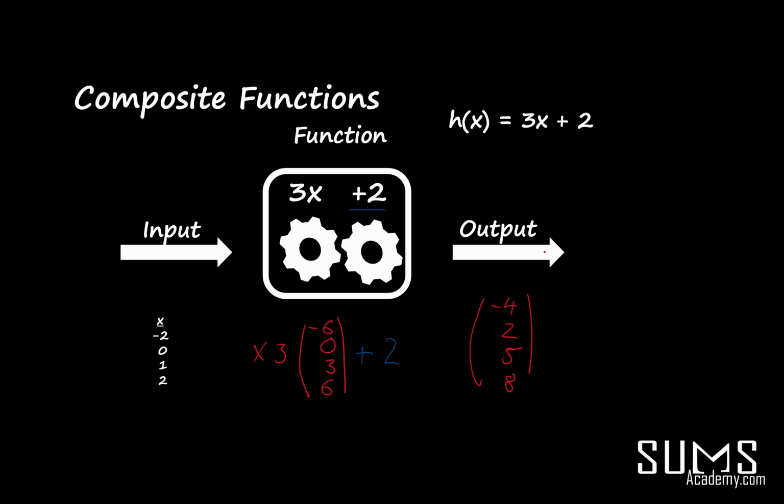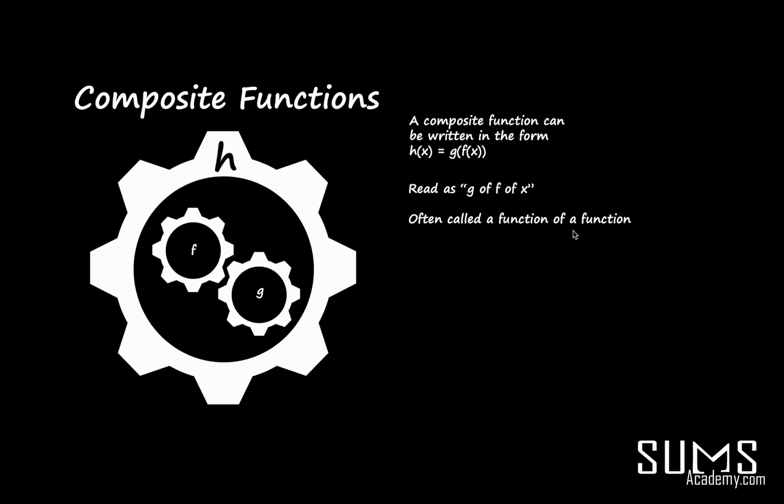Okay, so composite functions, you can just think of them as a function. They're often called a function of a function. So it can be written in the form of h of x is equal to g of f of x, like I said, read as g of f of x. Same way that you write h of x, but instead you've got two functions, so it's g of f of x. So you can think of it as one big function with lots of functions working inside it.